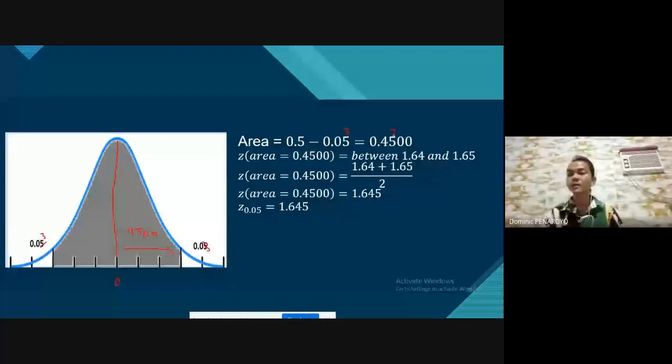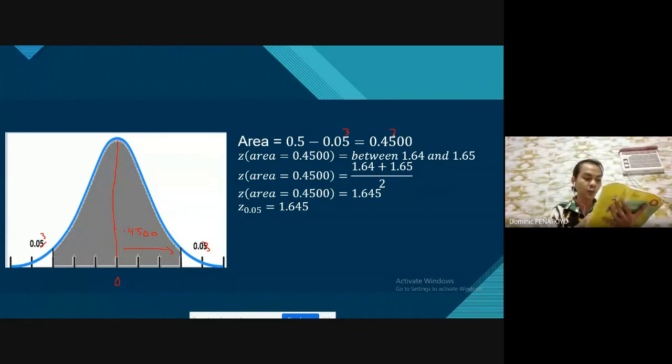So we will have 0.5 minus 0.03, that would be 0.4700. This is the area that we will use to find the z-score, in order for us to know the z value for that specific confidence level. So for 0.4700, using the standard normal table, you can see that the closest here is 0.4699. So that is the closest.